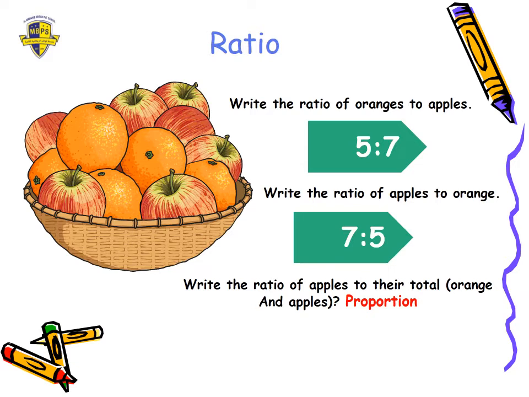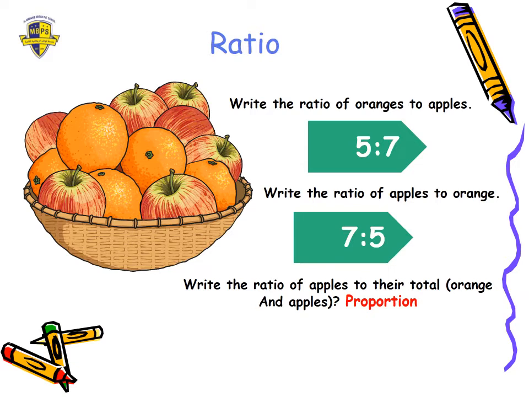Now the last one. Write the ratio of apples to their total. So here we want to compare how many apples from their total. Total means all the fruits we have, oranges and apples together. Okay, so here how many apples do we have? 7. How many oranges? Excellent. 5. All together, or the total, 7 plus 5, 12. Good.